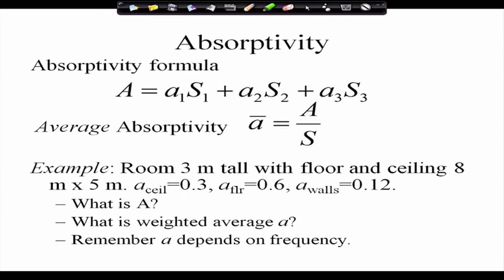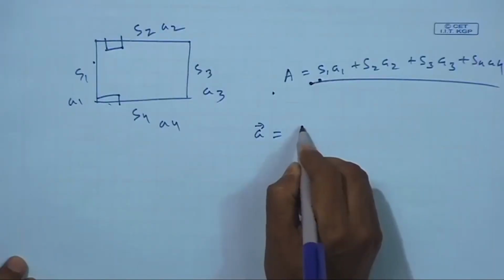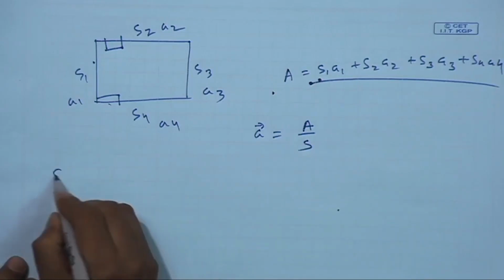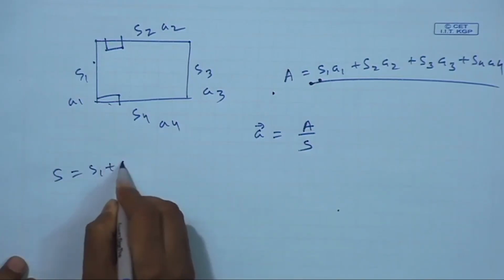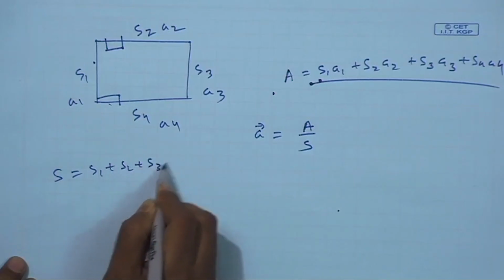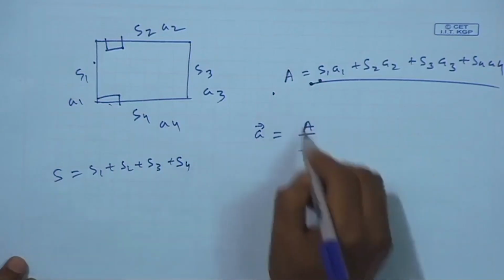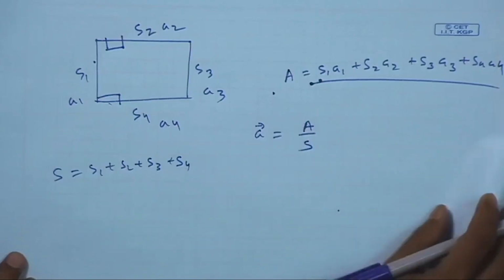Okay. Now, what is average absorptivity? Average absorptivity is A divided by the total surface area. What is the total surface area? S is S1 plus S2 plus S3 plus S4, so average is A by S. Let us do the mathematics, then you will understand this.